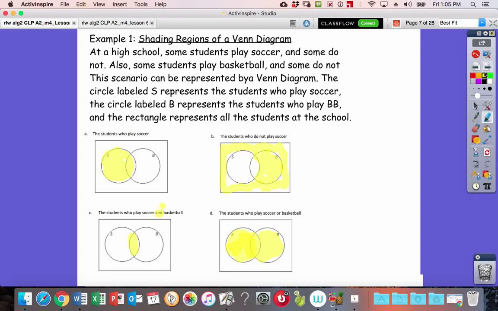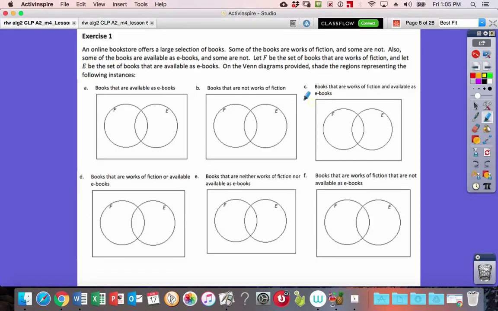Okay, so that's how with shading you can represent different information in a Venn diagram. Okay, let's look at this one. This is another one, and now they're going to do an online bookstore. F is the number of fiction books. E is the number of ebooks. The rectangle represents all the books in the bookstore.